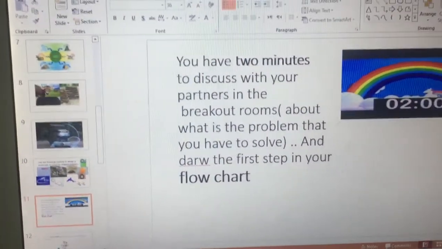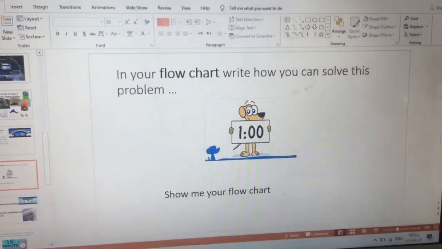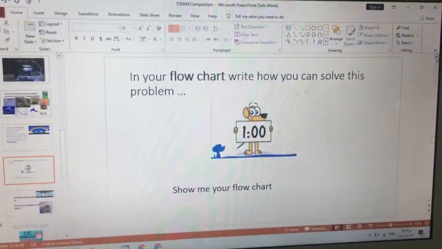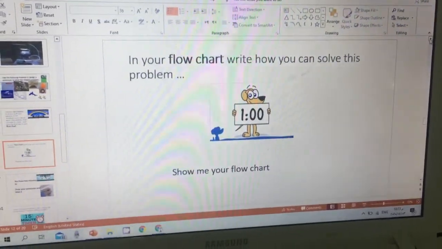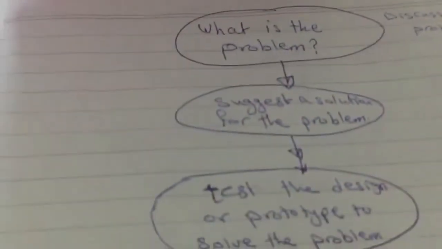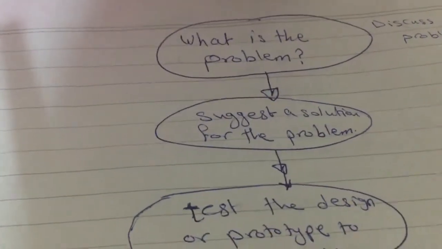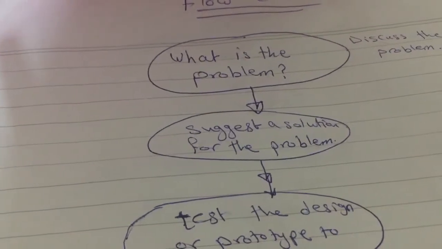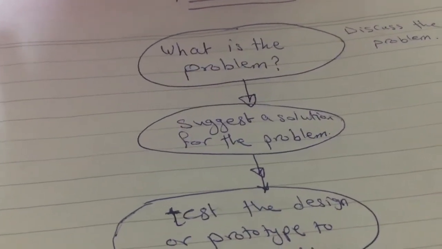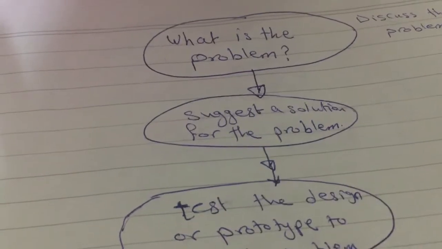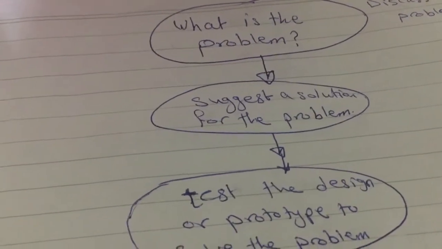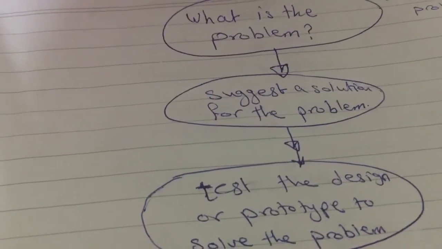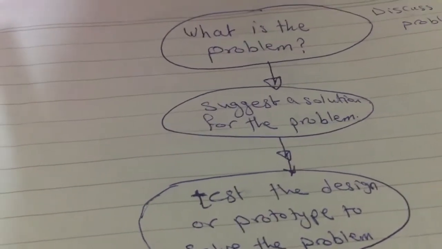And then, after this, I will ask you to draw the second step after knowing what is the problem. Now, how you can solve it. Suggest a solution. For example, I will connect the tubes with the plastic bottle and add the materials to make a biogas production system, or I will mix the vegetable waste with the animals waste to make a gas production system.